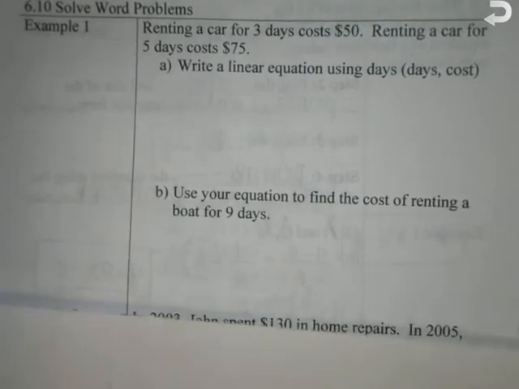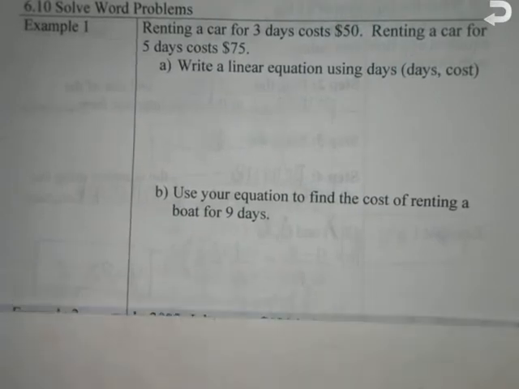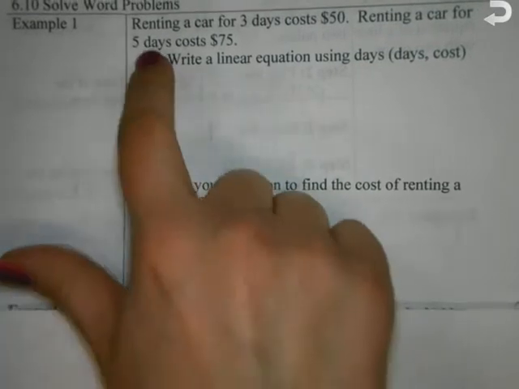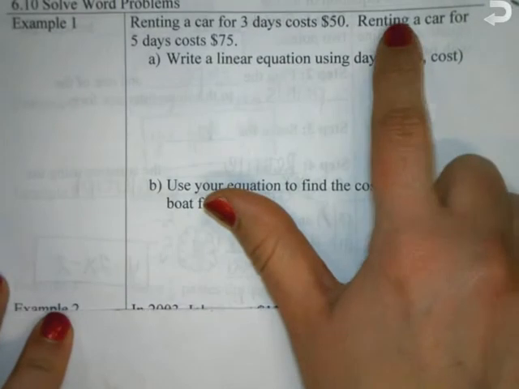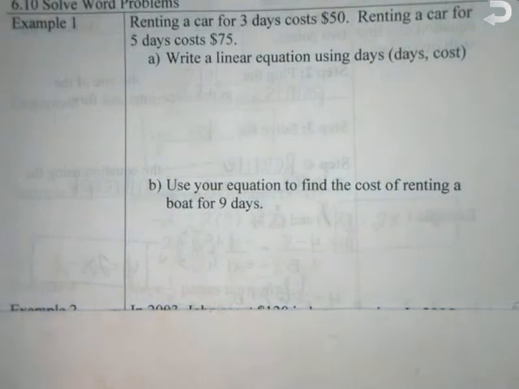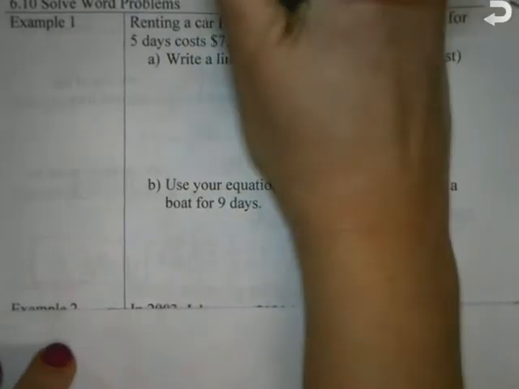I took these from the homework and then just changed the numbers. So these are similar to what you're going to see on your homework. Okay? Example 1, renting a car for 3 days costs $50. Oh wait, it's not supposed to be 3 days. 2 days. Change it to 2.